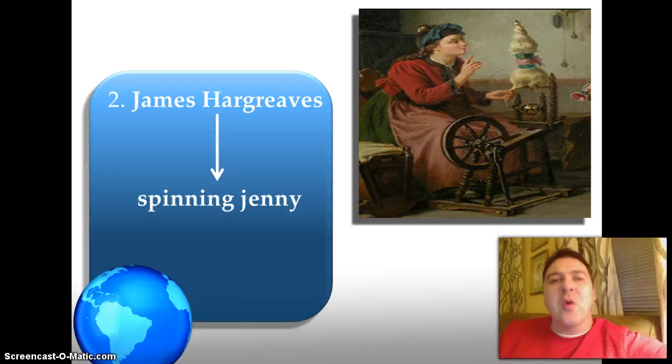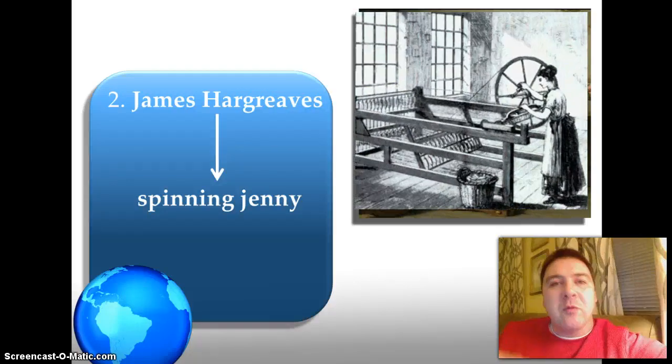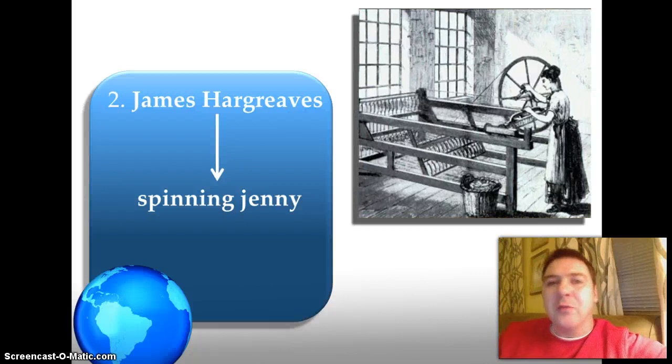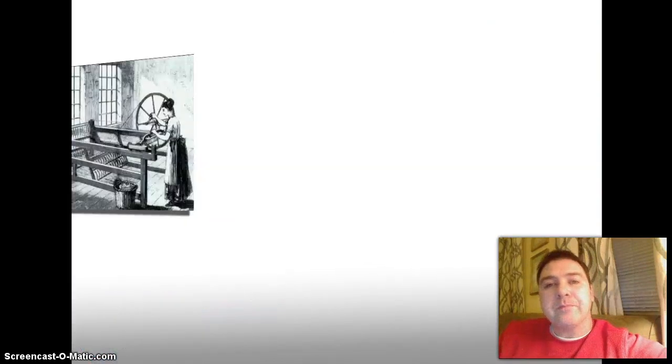Again, a human's going to get tired. A human's going to need bathroom breaks, going to need food breaks, they're going to need to go to sleep. But now with the spinning jenny, one person is able to do far more work than they could possibly do just on the one spinning wheel. Okay, so the spinning jenny, like a lot of these inventions, is going to revolutionize the textile or clothing industry.